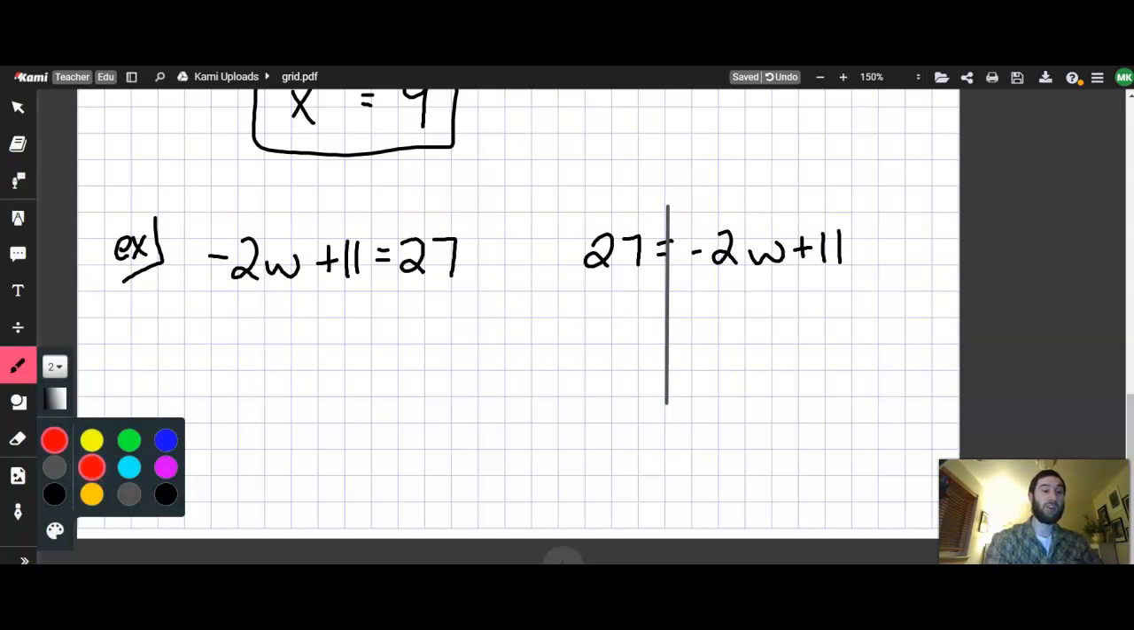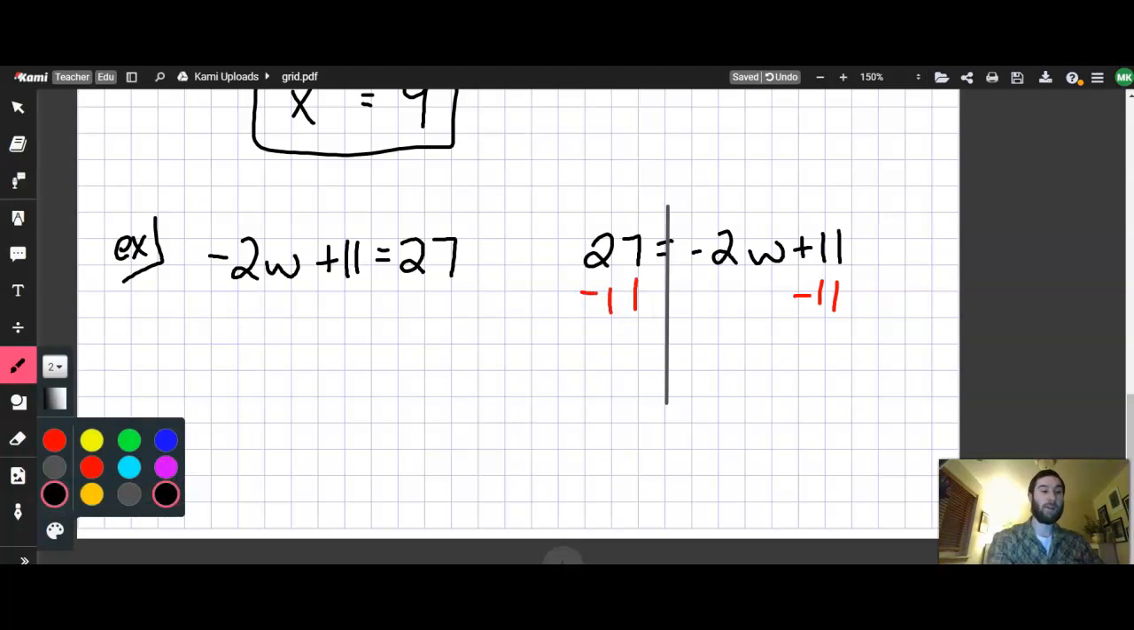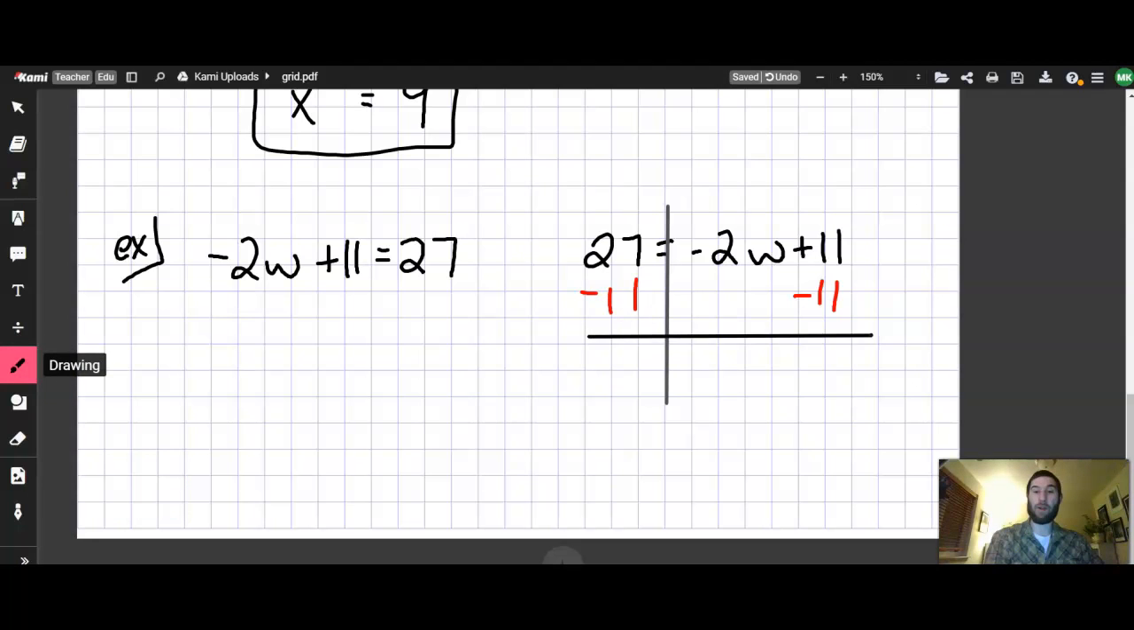So let's take care of this first, ladies and gentlemen. We take care of our addition and subtraction first, so we're going to subtract 11 on both sides, which leaves us with no 11s on the side with the negative 2w because they cancel out. 27 minus 11 is 16. And that 16 is equal to negative 2w.